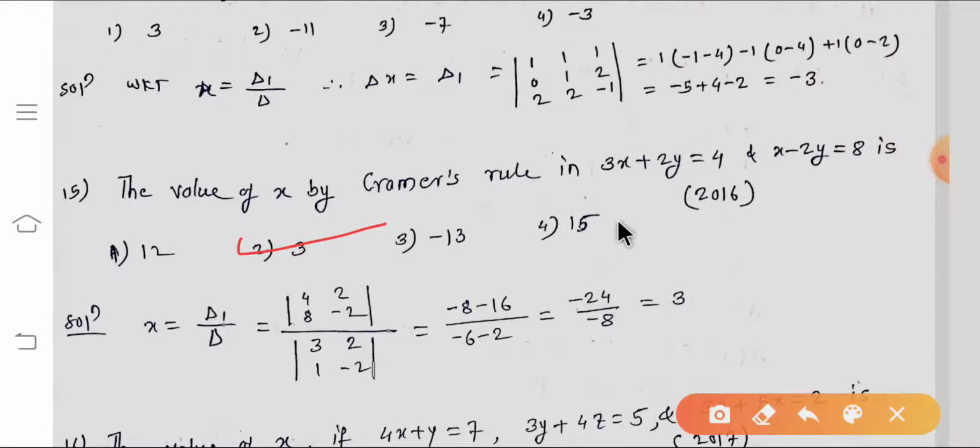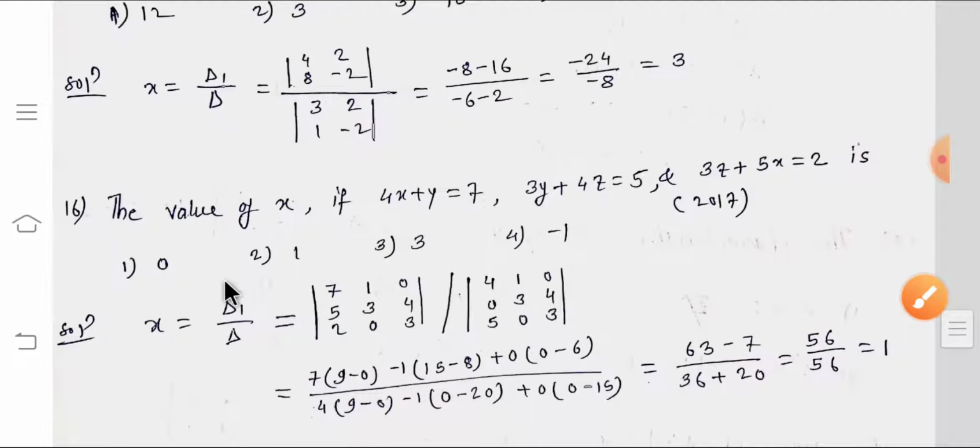Remember how to find out Cramer's rule means. In Cramer's rule, x value is delta 1 by delta, corresponding y is delta 2 by delta, and so on. So what is delta? Delta is nothing but determinant of coefficient elements, and delta 1 is, we write the first column as independent terms.